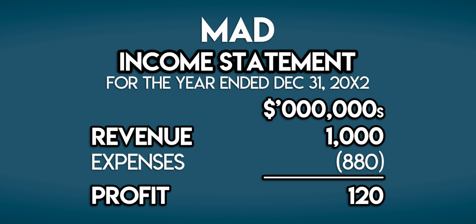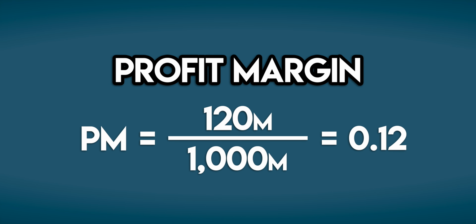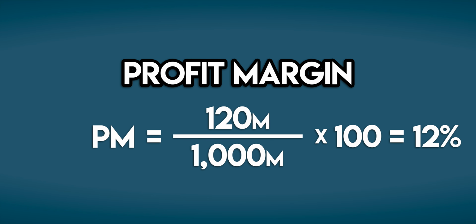For example, here's the income statement for a business called MAD. They're a tech company that makes processors and graphics cards out of California. Last year, MAD earned $1 billion in revenue, and they incurred $880 million in expenses. The difference of $120 million is their profit, which is the financial gain to their business. MAD's profit margin is $120 million divided by $1 billion. That's 12 cents of profit generated on every dollar earned. A 12% profit margin if we multiply by 100.